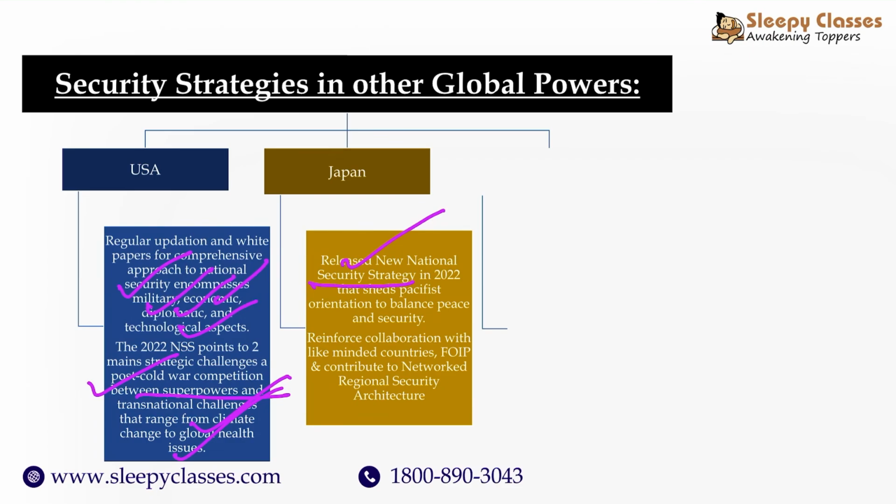And therefore, as a part of its national security strategy paper, it has focused on collaborating with like-minded countries, so countries like, say, India, countries like the USA, plus maintaining a free and open Indo-Pacific region, which is one of the mainstays, and then also contributing to the regional security architecture through, say, groupings like the Quad, etc.